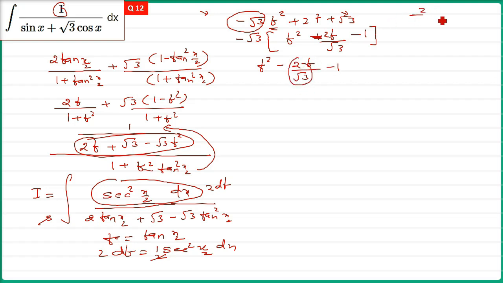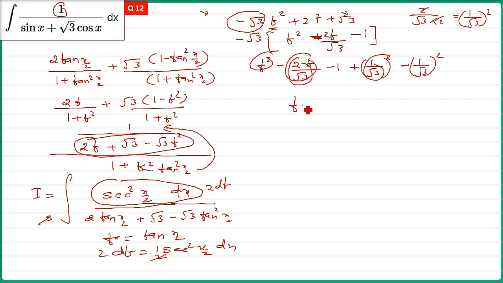So this coefficient of t, which is 2 by root 3, has to be divided by 2. You'll get 1 by root 3. Now just square it. 1 by root 3 whole square has to be added and subtracted. So what do we get here? a square plus b square minus 2ab, so this is basically a minus b whole square. t minus 1 by root 3 whole square. And this negative 1 and negative 1 by root 3 whole square. What are you going to get out of this?